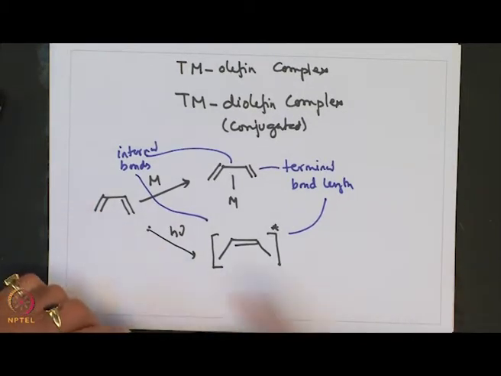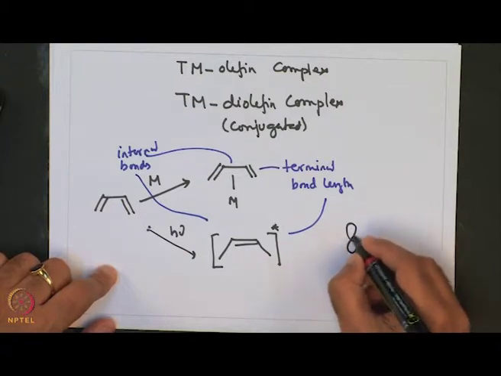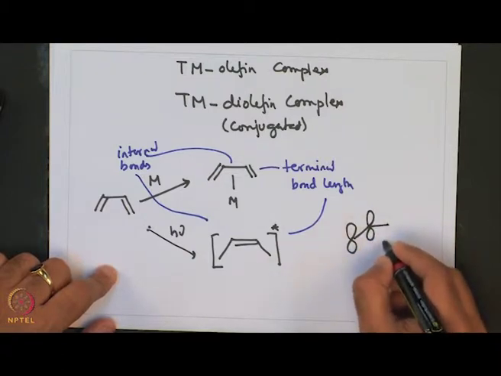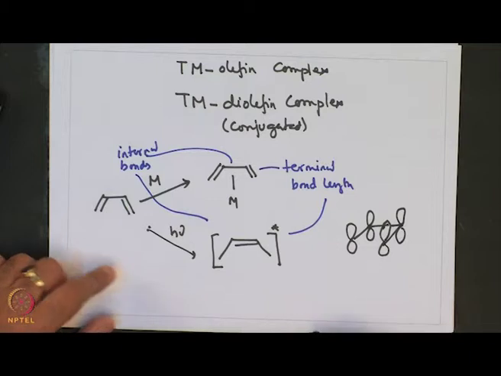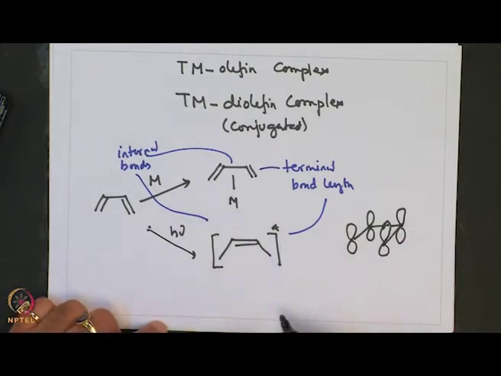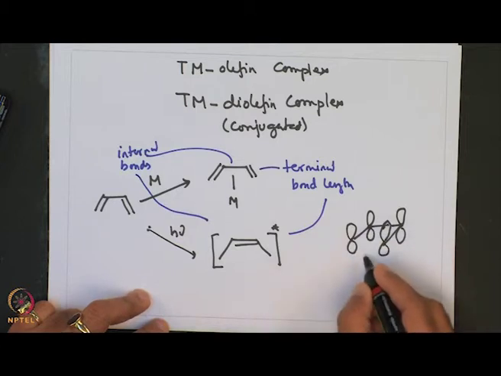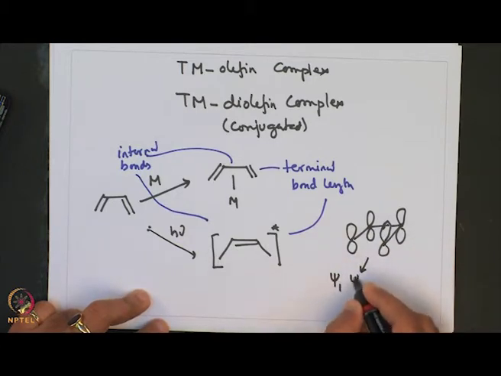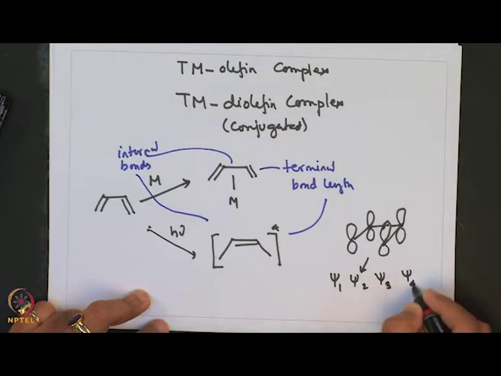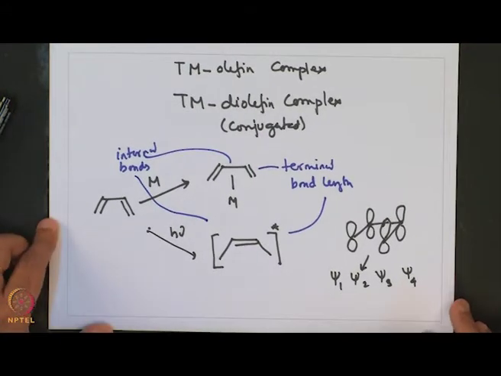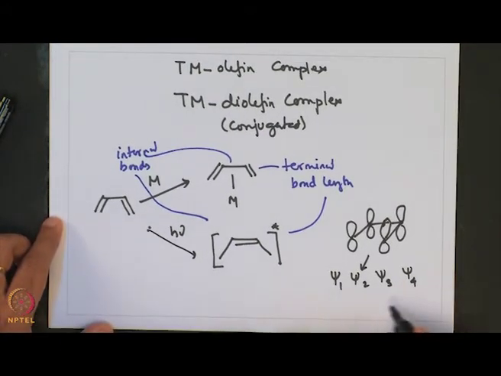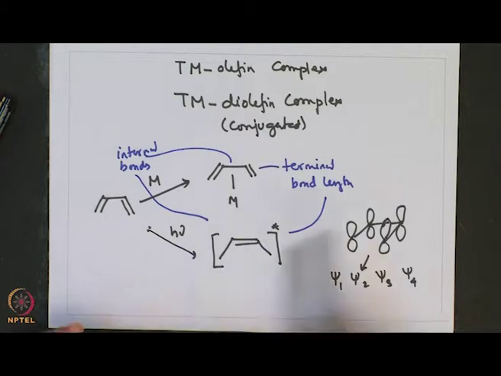All of these could be explained by the p type orbitals of butadiene, which are responsible for the various molecular orbitals. We had seen that these give rise to psi 1, psi 2, psi 3 and psi 4, depending on the number of nodes that they form after linear combination, and that the population of one or the depopulation of another would explain this change in the internal as well as terminal bond length.